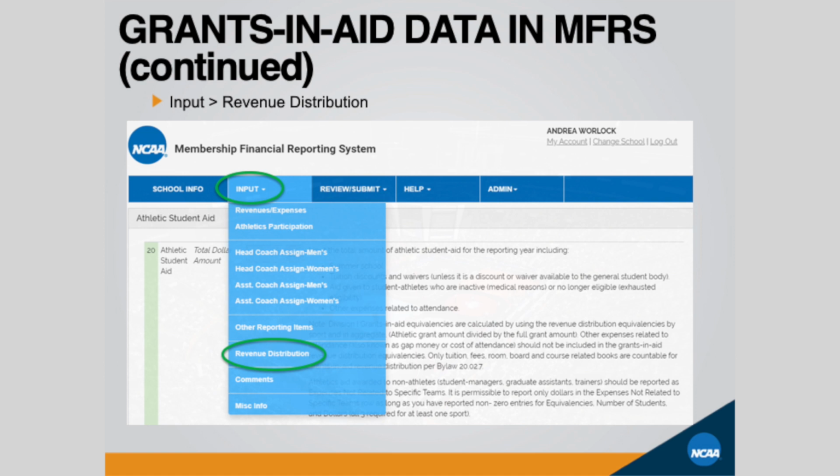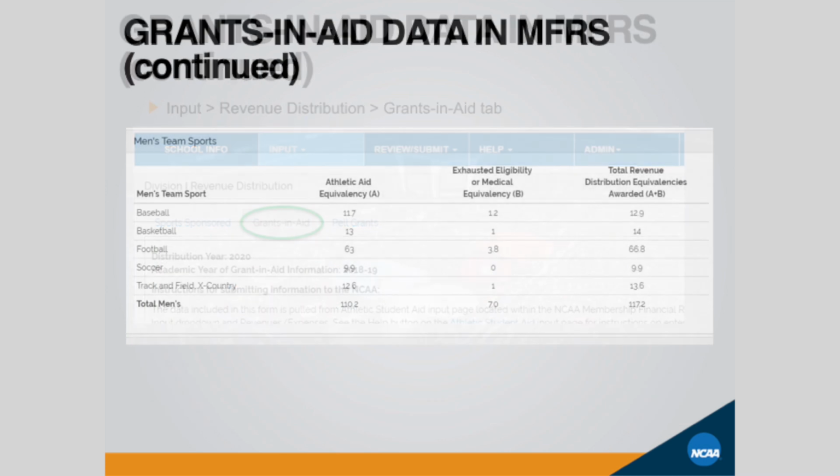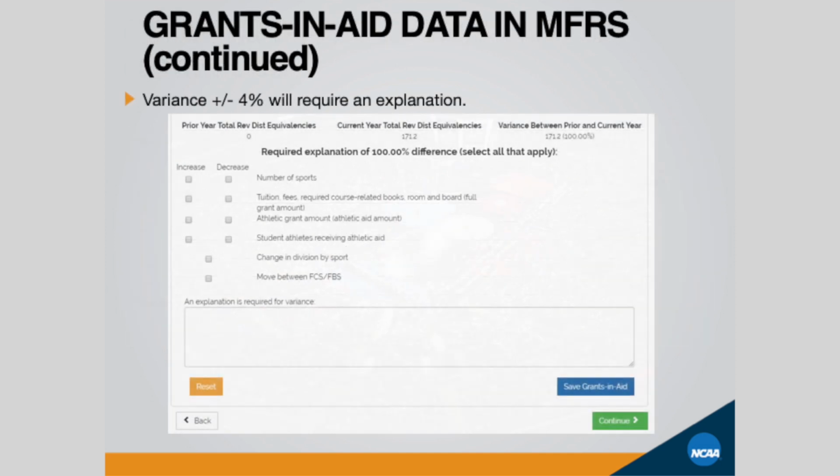This action will take you to the revenue distribution page that is used to export the data to the revenue distribution system. Click on the Grants and Aid tab. Once you have read through the instructions, review the data presented to ensure it reconciles to your calculation for revenue distribution equivalencies report. If there is a variance of plus or minus 4% when comparing last year's equivalency to this year's equivalency, an explanation is required.